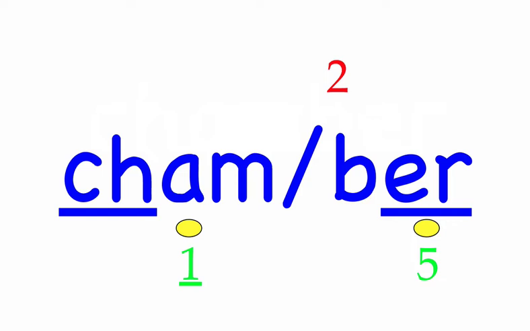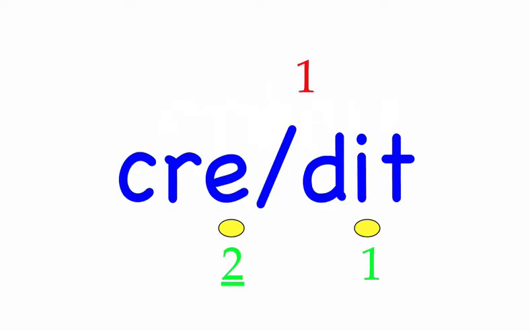Credit. Credit. Your credit is excellent. Credit. Cre, 3 sounds. K, r, e. Dit, 3 sounds. D, I, t. Credit. Mark the word. Credit. Here, E is representing its short sound, so we have an exception to vowel group 2.